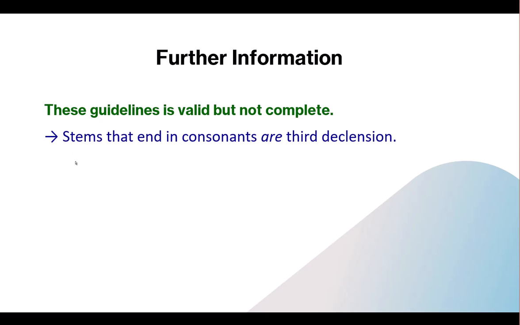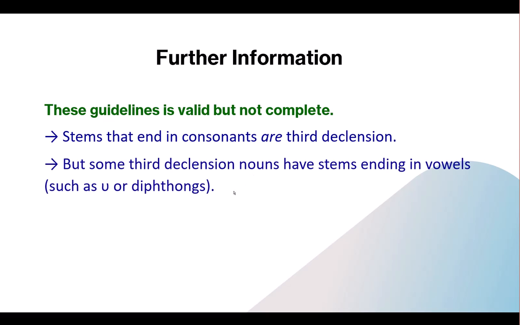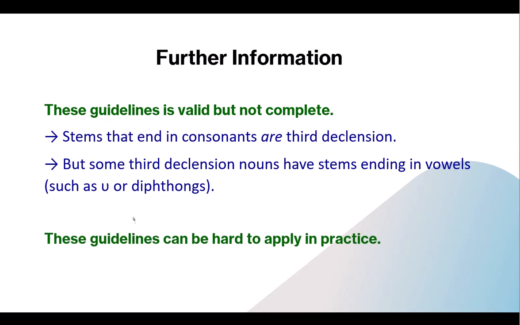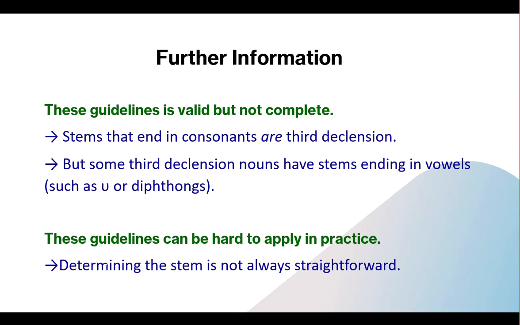So stems that end in consonants are third declension, that is correct. But some third declension nouns have stems ending in vowels, for instance, upsilon or diphthongs. In addition, these guidelines can be hard to apply in practice. So determining the stem is not always straightforward.